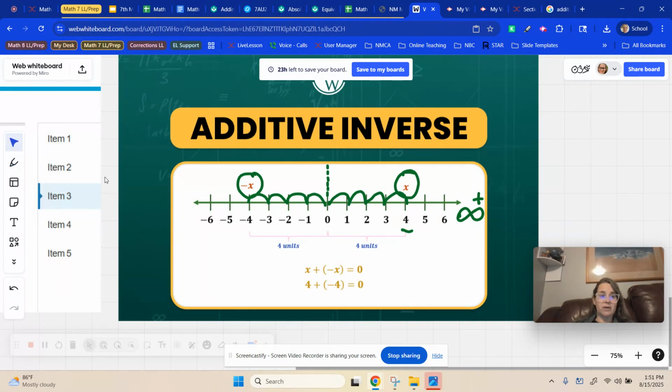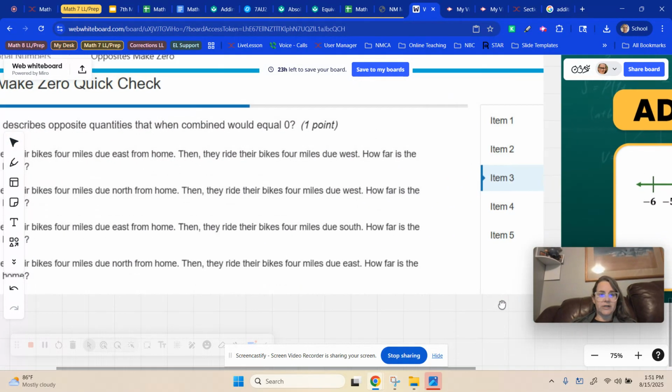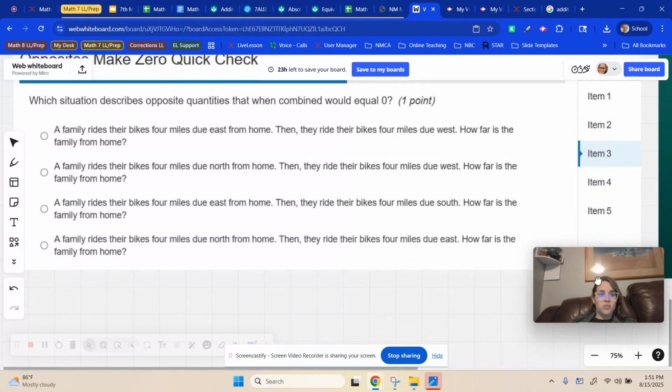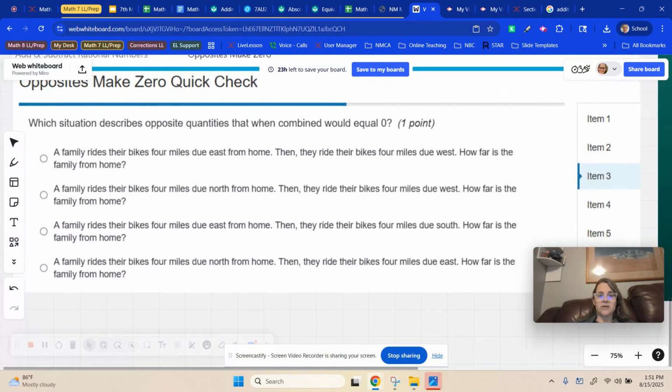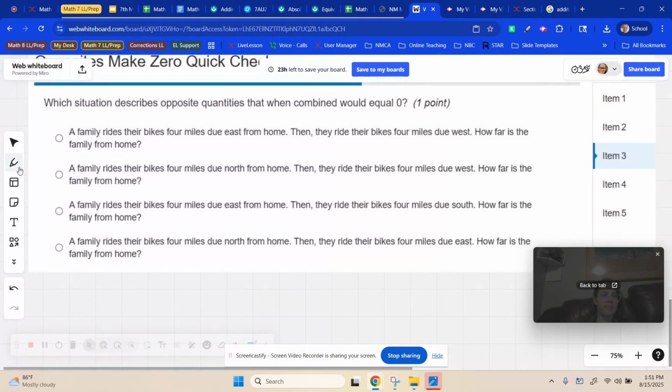Let's take a look at this quick check problem. So this is item 3 on your quick check. It says, which situation describes opposite quantities that when combined would equal 0? And this one I'm going to use the strategy of drawing a picture. So a family rides their bike 4 miles due east from home. Due east means straight line east, directly east. Then they ride their bikes 4 miles due west. How far is the family from home?